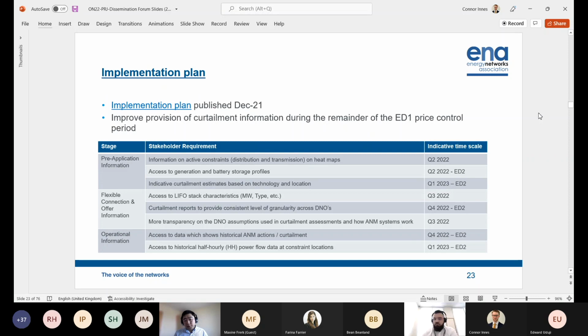Once your site is operational, we try to share more data with you, give you an idea of what actions the ANM has taken and what your curtailment has been, and also give you power flows on constraint locations to show whether the ANM is doing the right thing or not. Next slide, please, Connor.